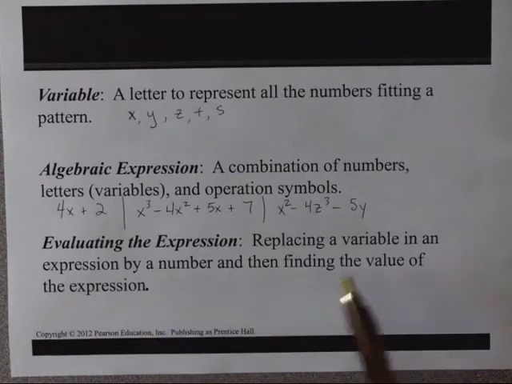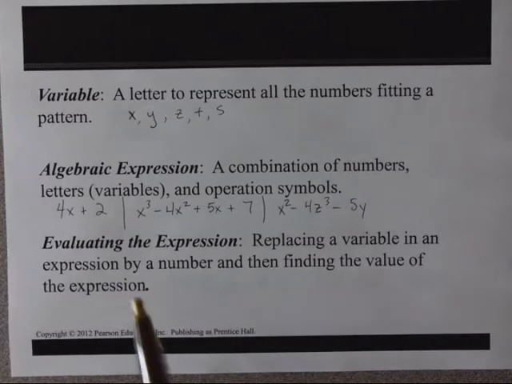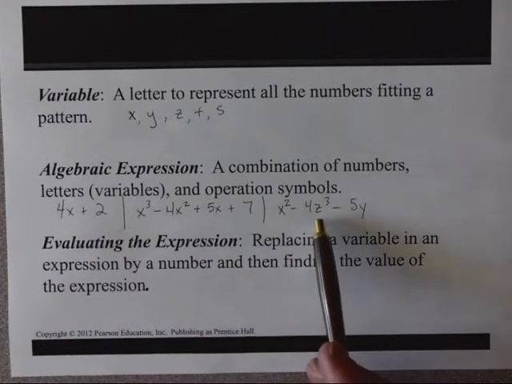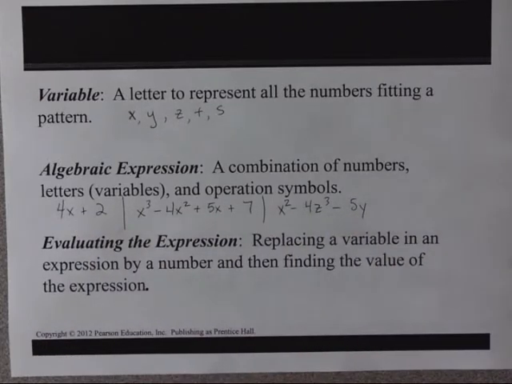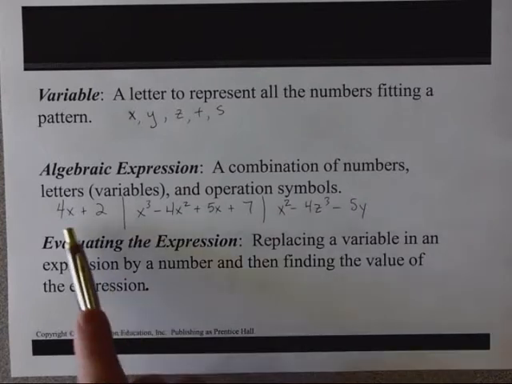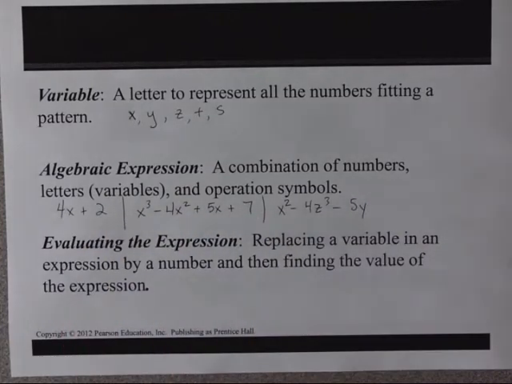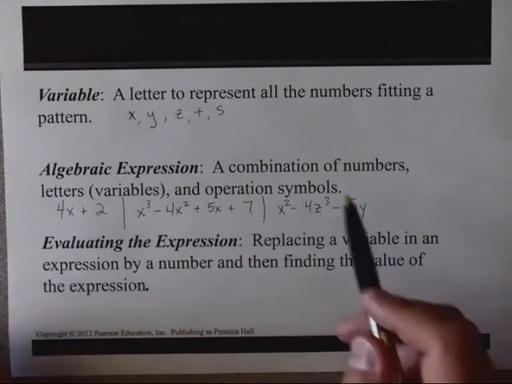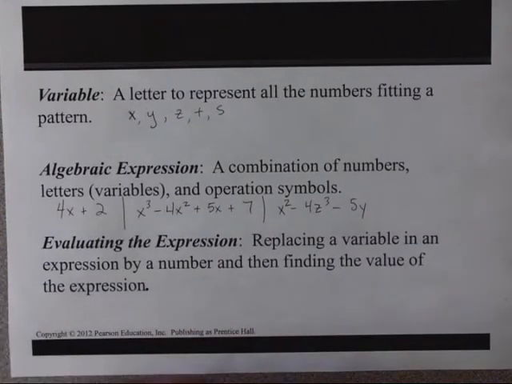And evaluating an expression means that we replace a variable in an expression, such as these, with some number, and then find the value. So if we look at each of these expressions, I don't know the value of x or z or y, any of the variables in these expressions. So I cannot determine the value of these. If I knew the value of any of these variables, then I could then follow the order of operations to simplify and find the value of the entire expression. So let's take a look at doing that.